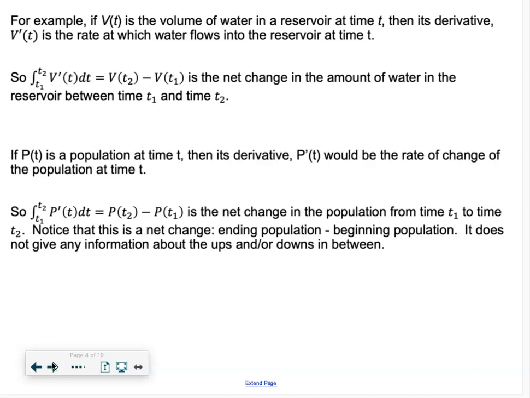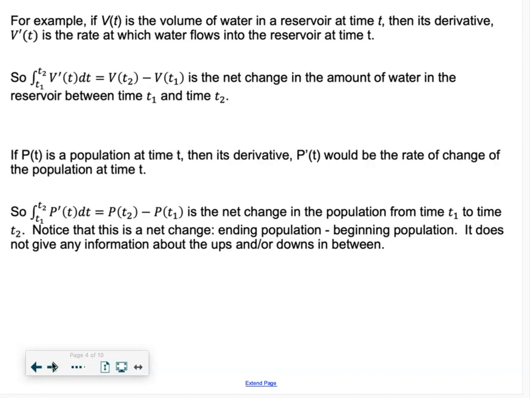And so you might have some V prime that is some net rate of change based on the rate that water comes in and the rate that water goes out. So whatever it is, V prime is the rate of change of the amount of water in the reservoir. So if we do the definite integral on V prime, what we end up with, well, the antiderivative of V prime is V. V represents the volume of water in the reservoir.